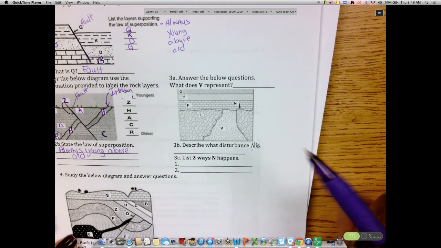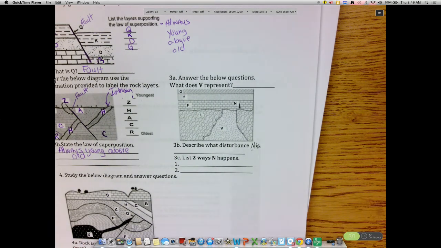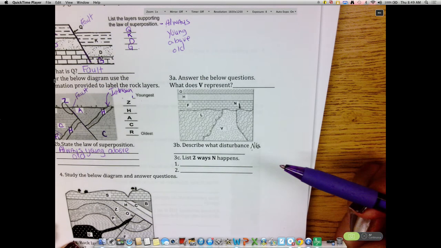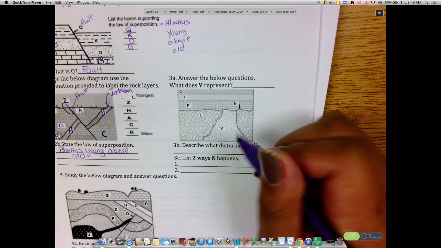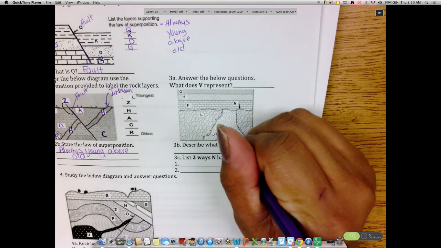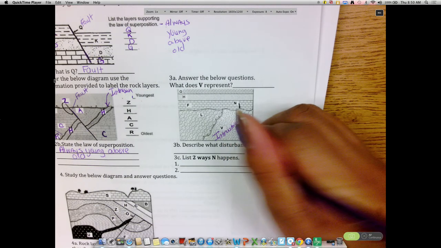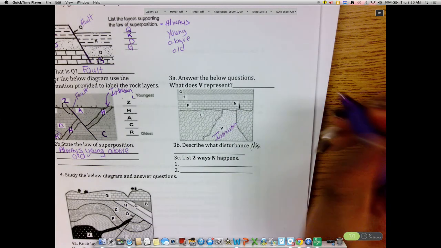What does V represent? But before we do that, whenever we're looking at these rock layers, what did I tell you to do? Label the features. So let's take a look. Do we have any features on here? What do we have? Intrusion, which is letter? Okay. And we have an unconformity, which is N.